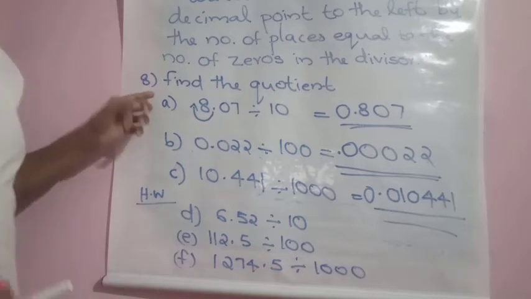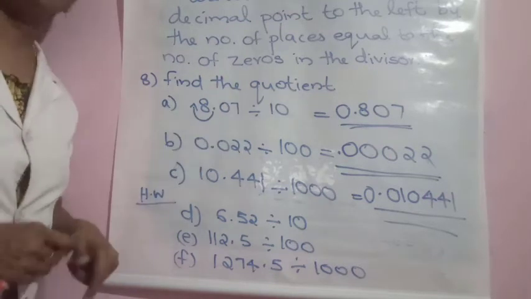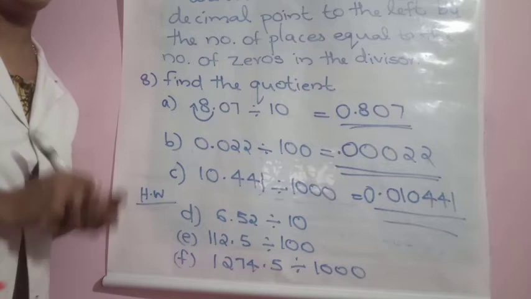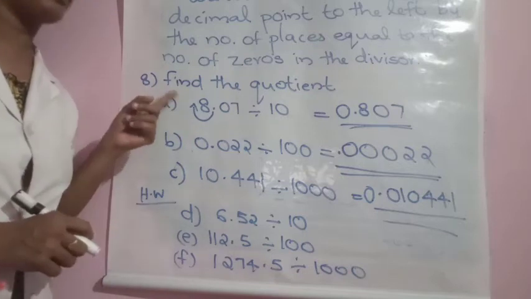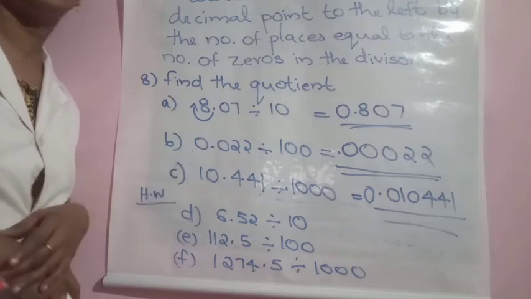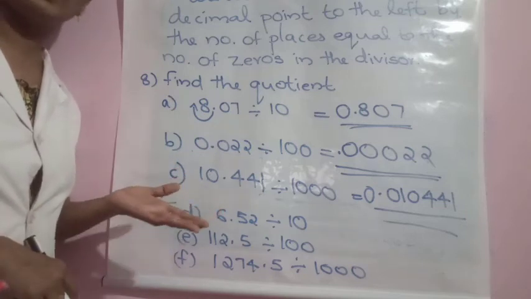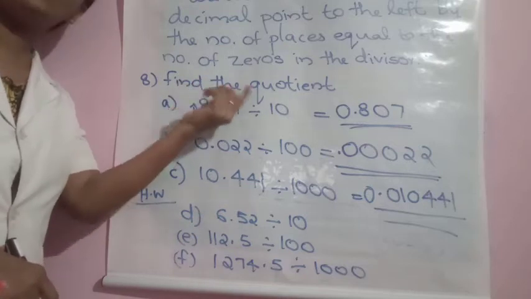So the first question in the textbook, the 8th one actually, is find the quotient. Here the question asks for the quotient only. Actually we usually use the term divide the numbers, but why are they using find the quotient? Because exactly divisible numbers are there, and the remainders are all zeros. That's why they have used the term find the quotient.